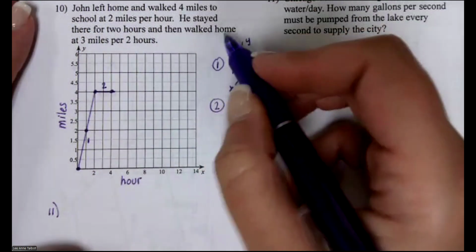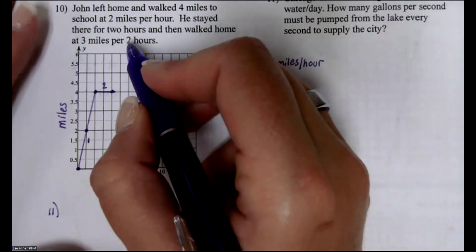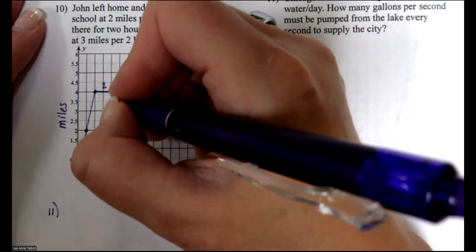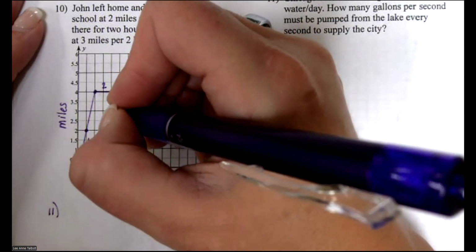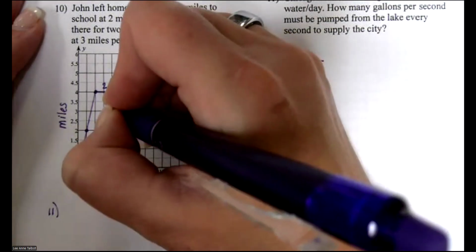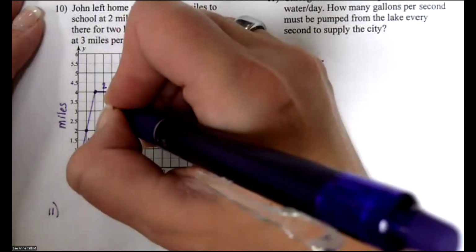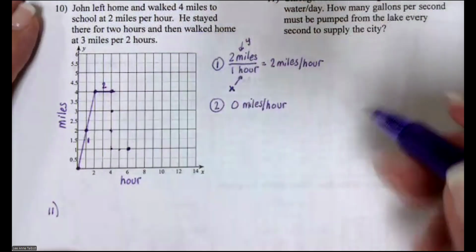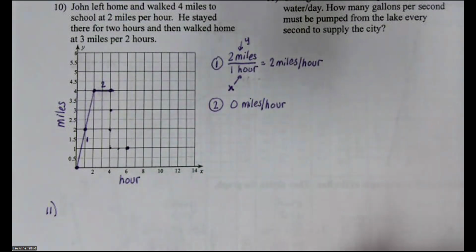Okay, and then he walked home at 3 miles per 2 hours. So 3 miles per 2 hours. So I just sort of stepped it like this. I went 1, 2, 3 miles per 2 hours. And I went backwards because it says he's walking home. So he's going back toward his house.